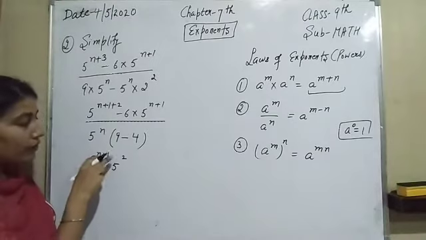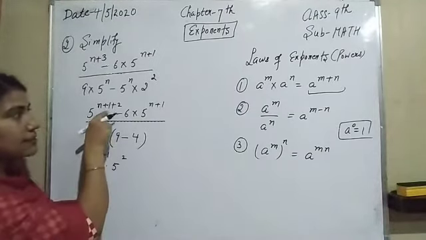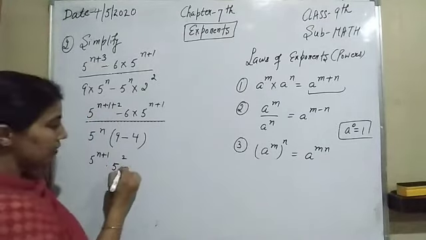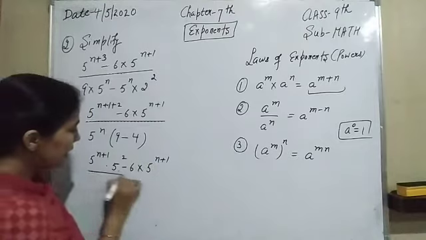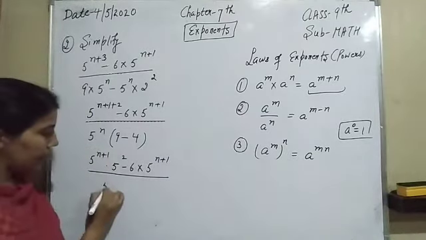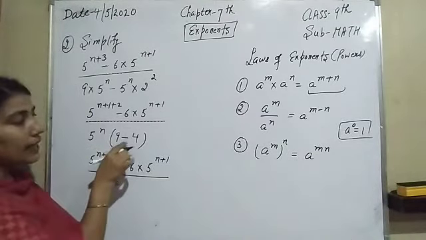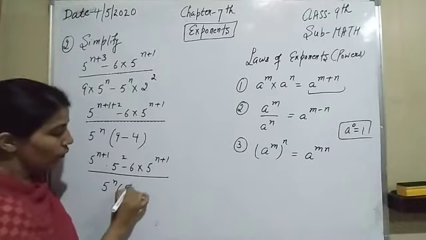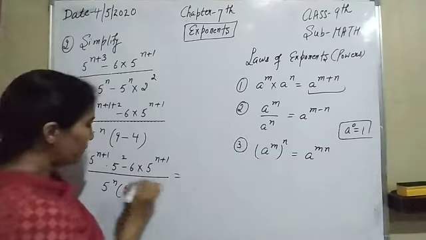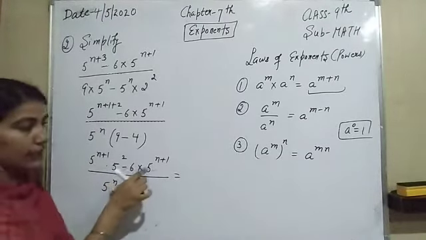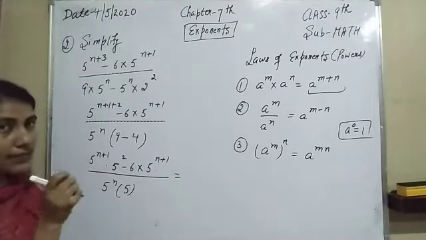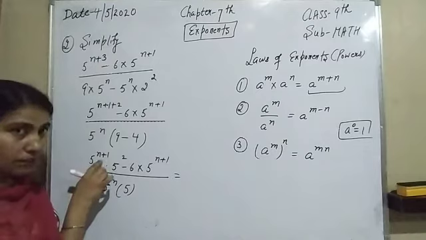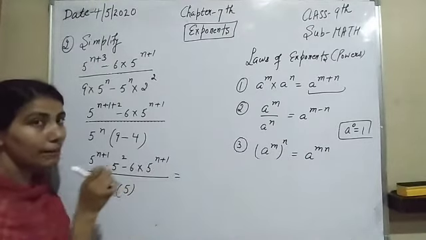Here I have used this value: 5 raised to power n plus 1 into 5 square. Bases are same, so when you add the powers, it becomes n plus 1 plus 2. Here is minus 6 multiplied by 5 raised to power n plus 1, and in the denominator, here is 5 raised to power n, 9 minus 4, that is only 5. Now, here is 5 raised to power n, here is also 5 raised to power n plus 1.